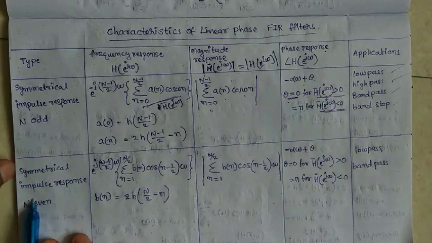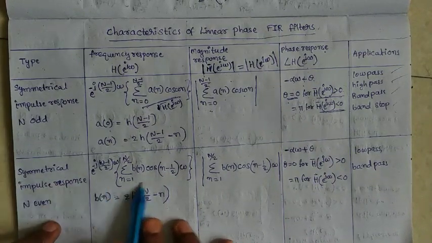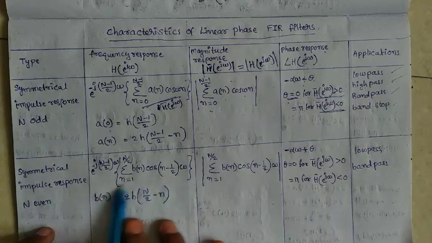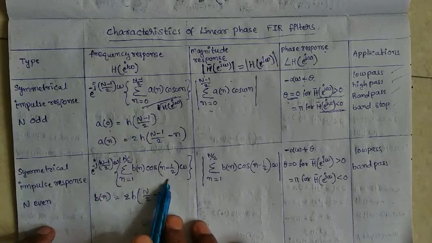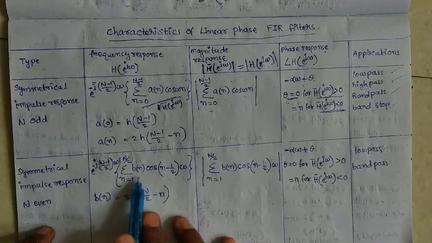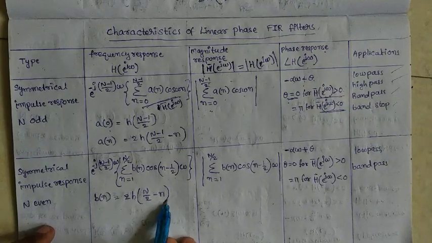Here for symmetrical impulse response, capital N even, this is the formula to calculate the frequency response. How to calculate the b n? b n is equal to 2 into h of N by 2 minus n.